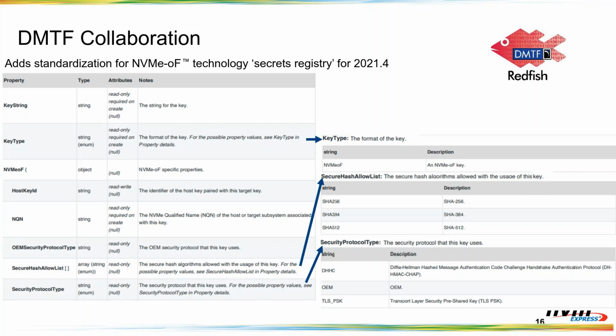Specifically, three things were added. First, the NVMe over Fabrics key type. Second, a corresponding secure hash allow list, which defines which algorithms are allowed with the usage of the key, such as SHA-256, SHA-384, or SHA-512. And third, a table which defines which security protocol this particular key uses, such as Diffie-Hellman message authentication, transport layer security pre-shared key, or an OEM-specific key.